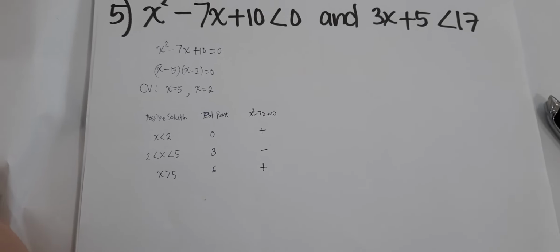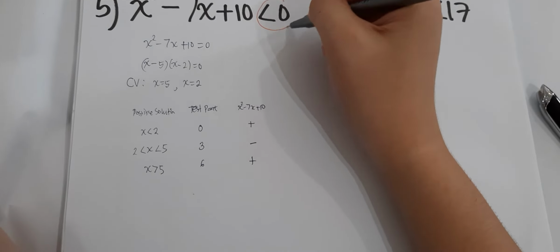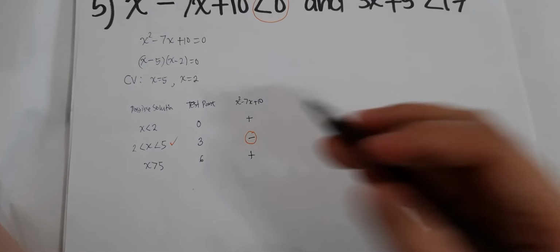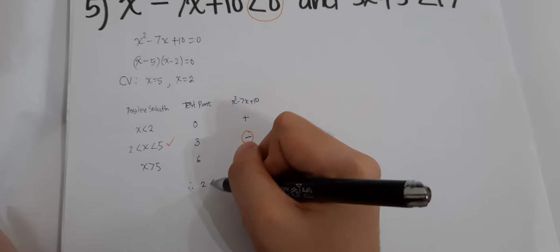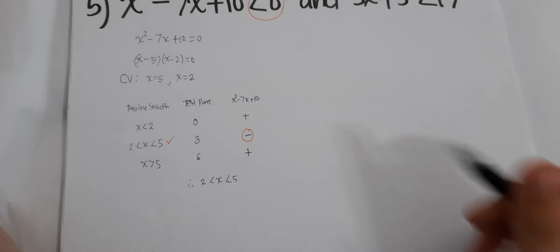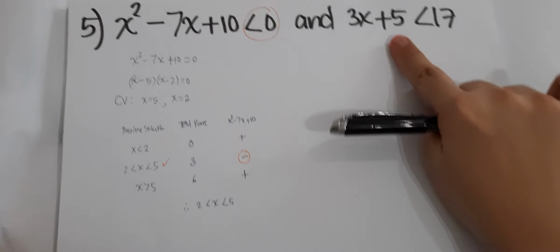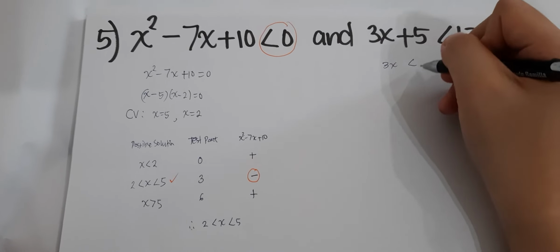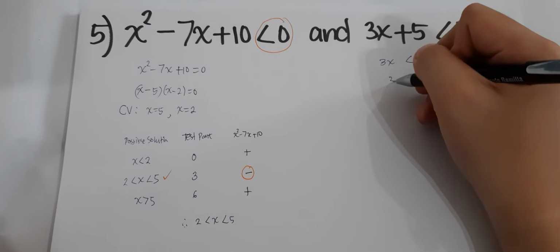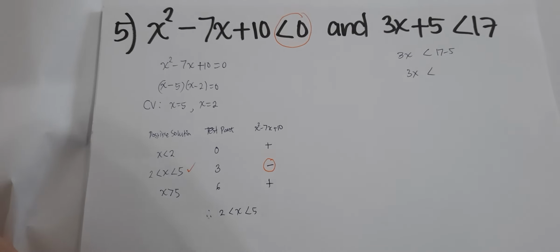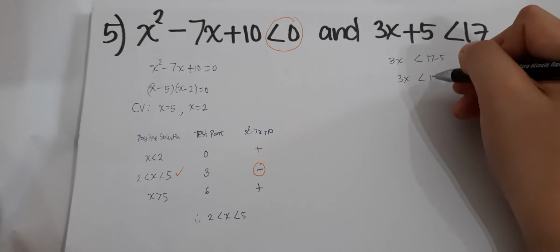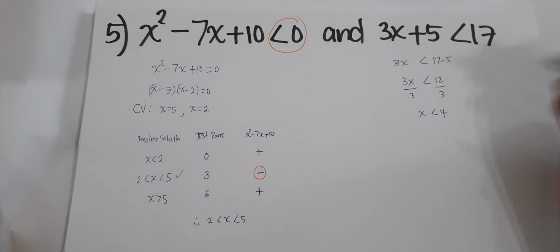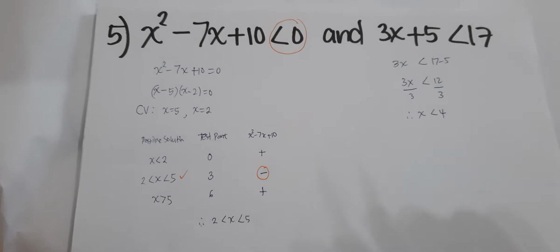Now, which sign do I need? Less than 0, which is negative. So therefore, this is the solution. So x is 2 to 5. Now I will solve the linear. 17 minus 5 is 12. Dividing both sides by 3. So x is less than 4. So we have two solutions.